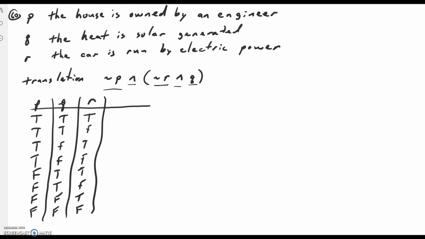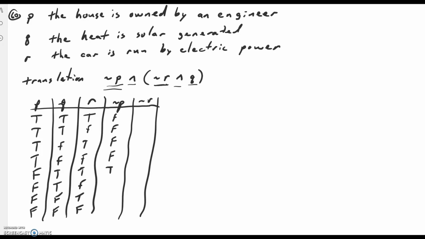Now it looks like we need a negation of P and a negation of R, so I'm going to do a negation of P followed by a negation of R. The negation of P, instead of 4 trues and 4 falses, will have them reversed. 4 falses, 4 trues. The negation of R starts off false and then alternates true, false, true, false, true, false, true.